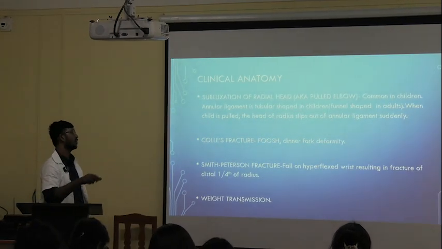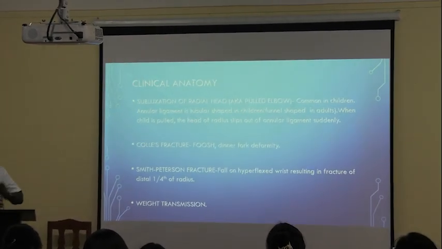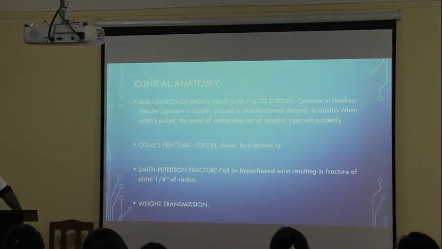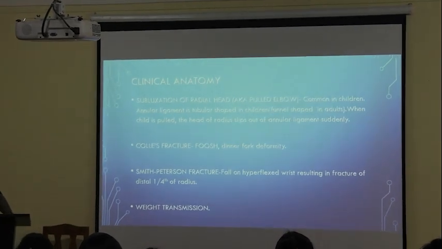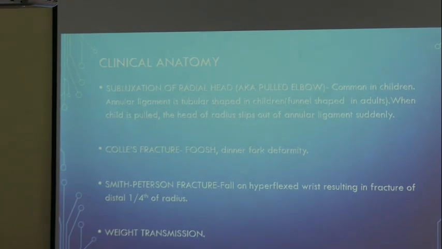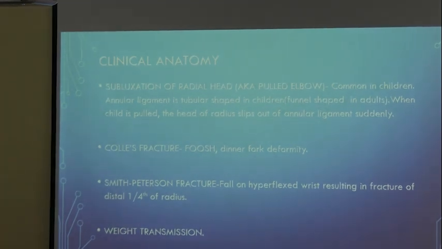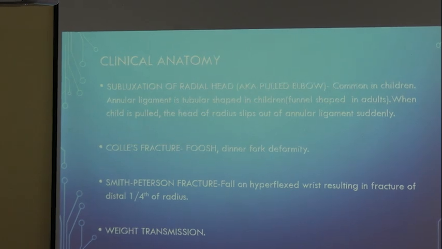Now certain clinical anatomy portion. So subluxation of radial head, also known as pulled elbow. As I have told you, in children the annular ligament is tubular in structure, like a concave funnel shaped structure in adults. So whenever the elbow is pulled like this, stretched like this, the radial head slips out. So this is pulled elbow.